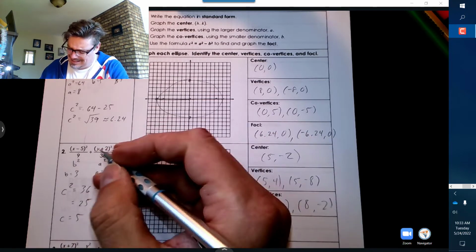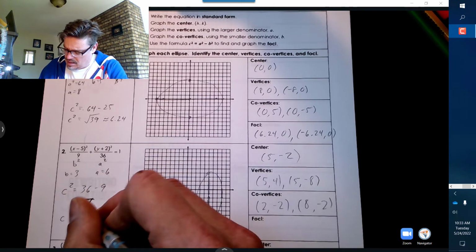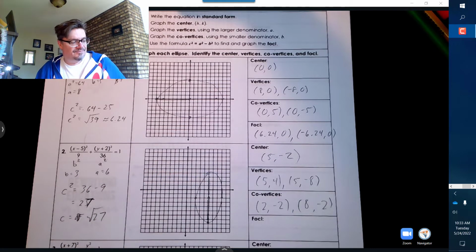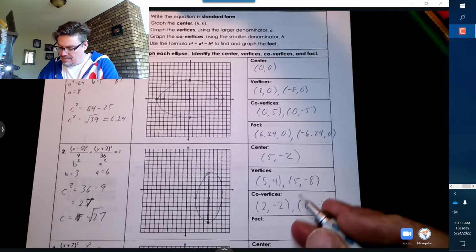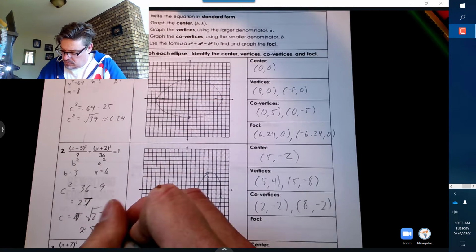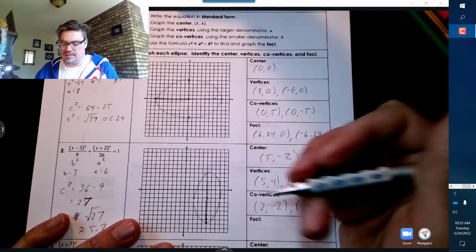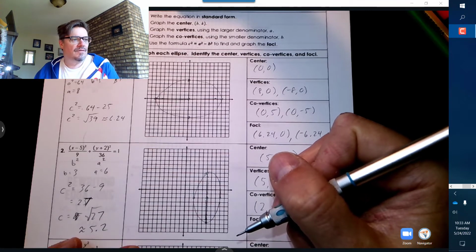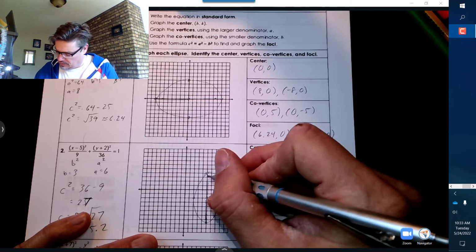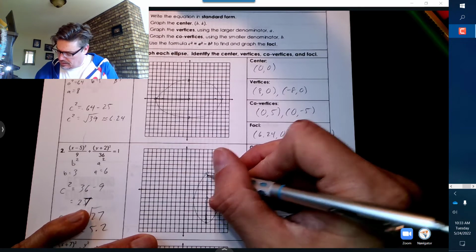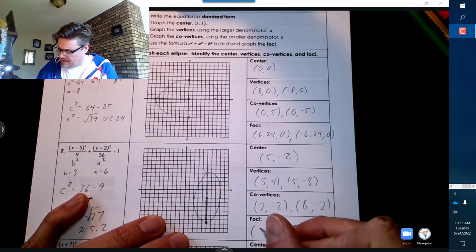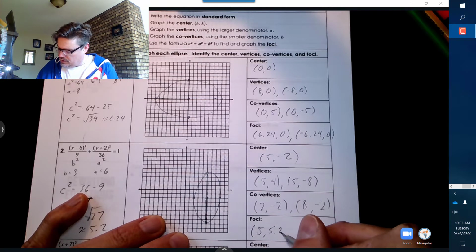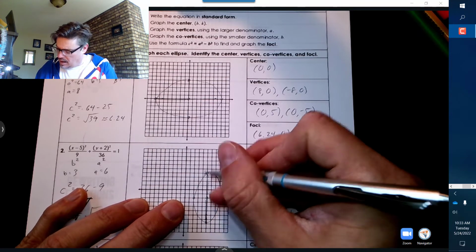Oh man, why did I say that? It's 27. Let's go to 27. 5.2. Okay, it looked too close. That's why I knew something was up. So 5.2. No, it's actually a little closer. So this means that our foci, our x coordinate, is at 5, and then we've got 5.2 up. So what is that?